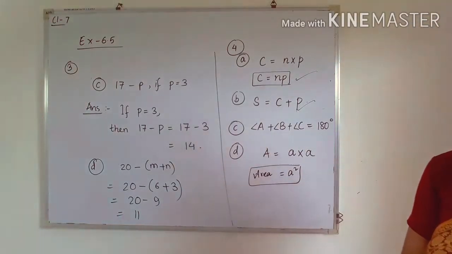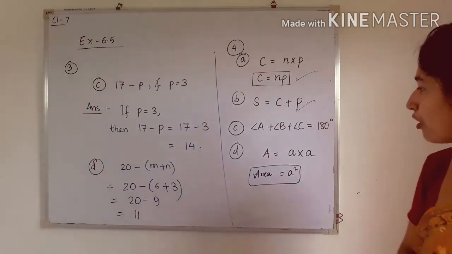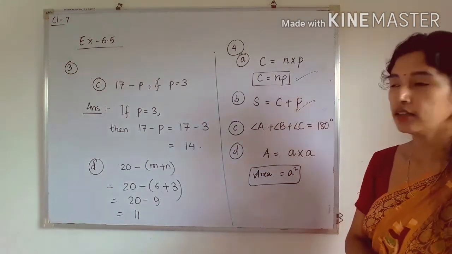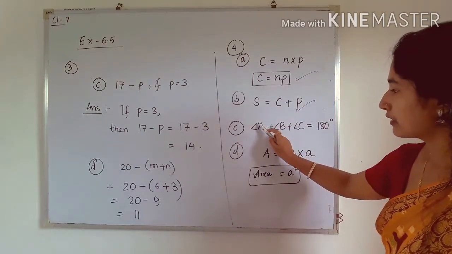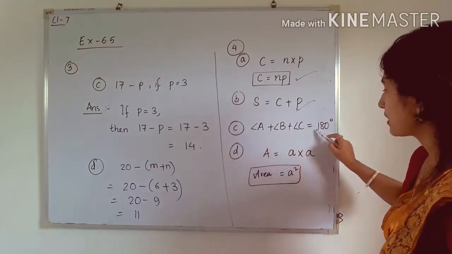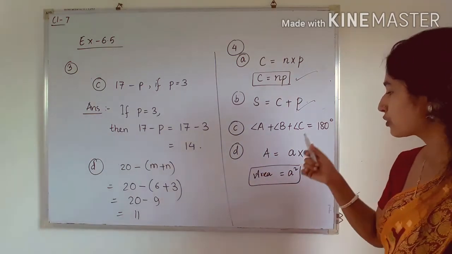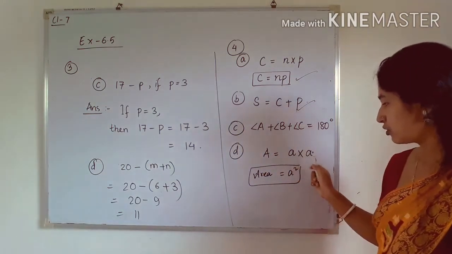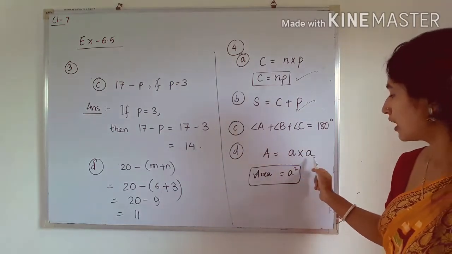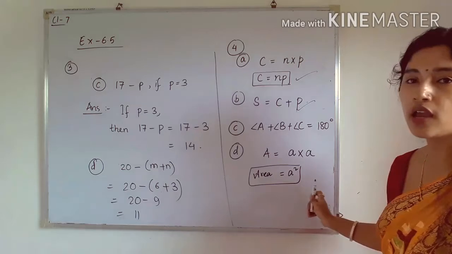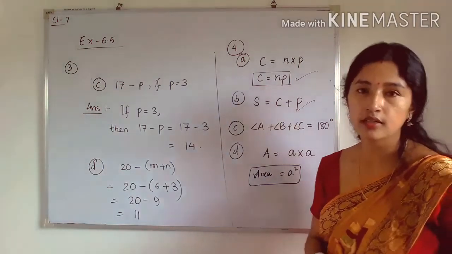Number C: the sum of angles A, B and C of a triangle is 180 degrees. So you already know how to denote an angle. You have to denote an angle like this symbol. So angle A plus angle B plus angle C is equal to 180 degrees. Next is number D. The area of a square is the square of its side. Okay, so square of its side means A square. So A into A is A square. So area is equal to A square. This is the final one. So try to do the next one, that is number E.